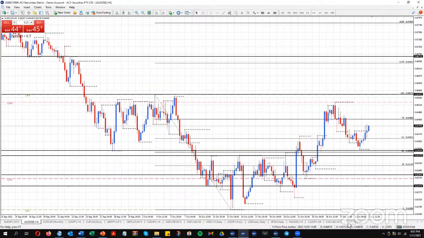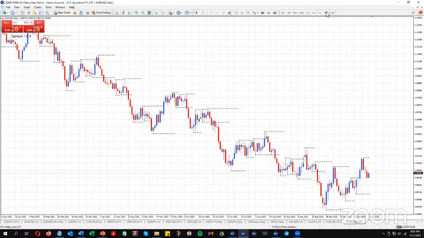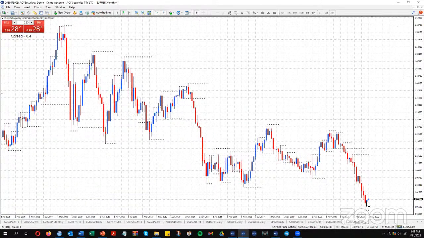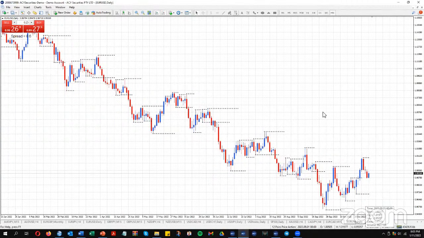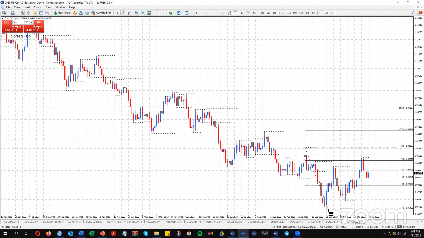So on the euro dollar, that blue candle was October. That traded inside September's range. So at the moment, I'm still using September as the range. When I'm on my day chart, September's high is here. September's low is there.